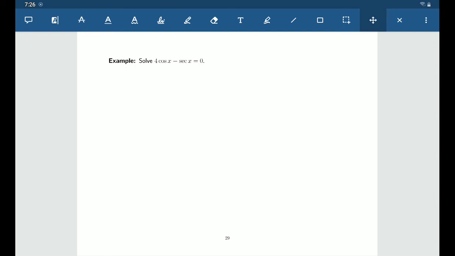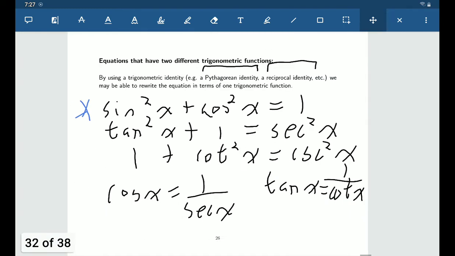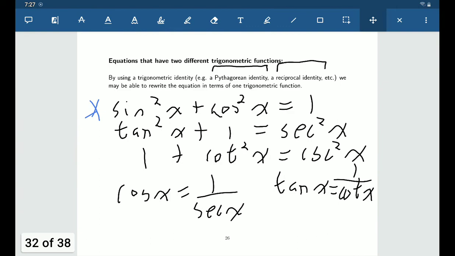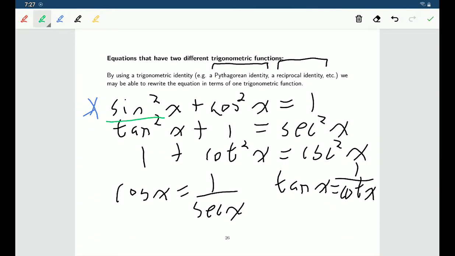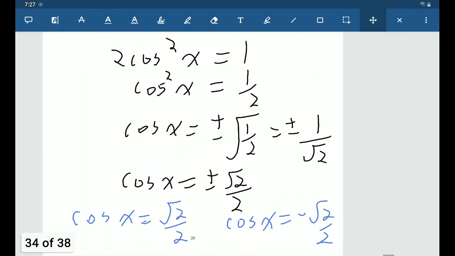And one is the choice of what identity am I going to use to get rid of one of those trig functions. And so looking back, when we had our identities, we had the Pythagorean identities, which allowed us to make relationships between sine and cosine, or tangent and secant, or cotangent and cosecant, and we don't have those pairs showing up in this equation. We do have the other identities, the reciprocal identities, that cosine is the reciprocal of secant, or secant is the reciprocal of cosine, and since my equation has cosines and secants in it, that seems to be the wise choice for my approach.